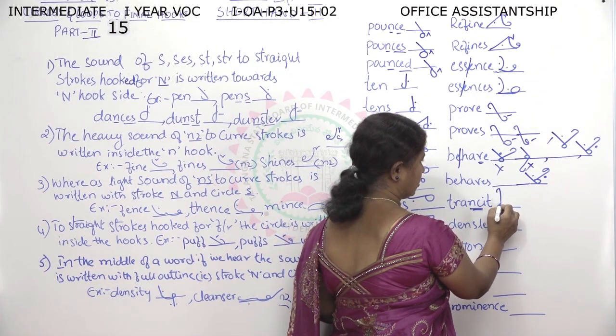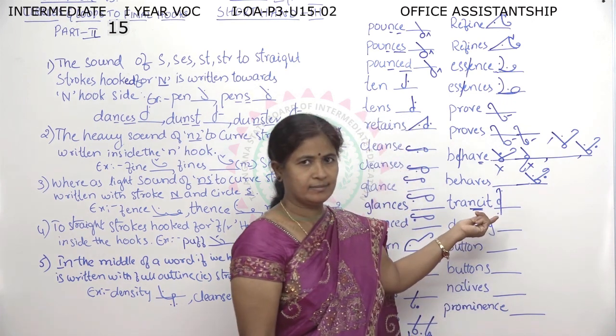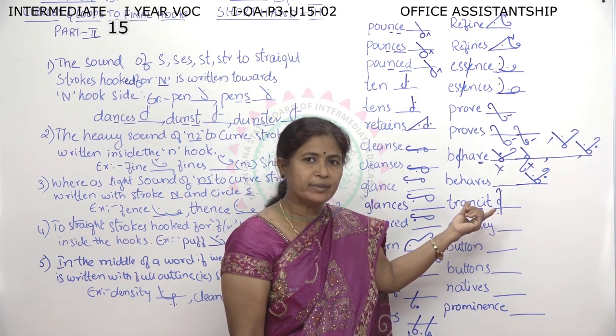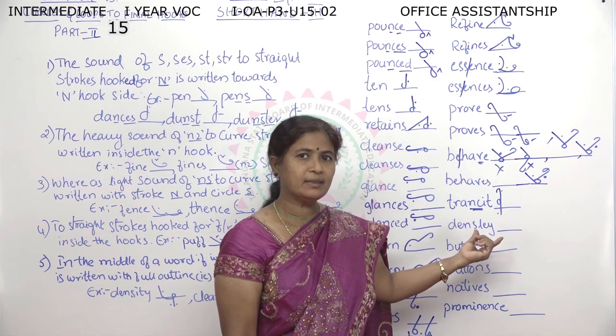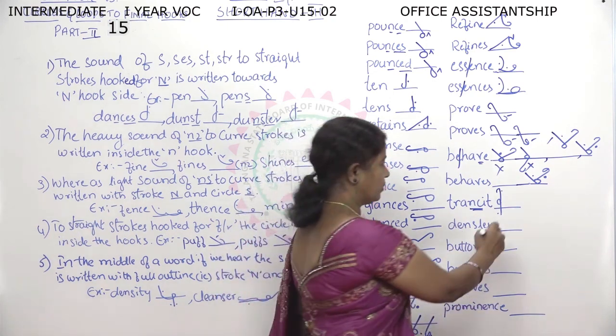Do we write like this? Transit? No. In between, in the middle of a word, we hear the sound of N's. How do we write it? We write stroke N and circle S. Okay? We don't write like this.